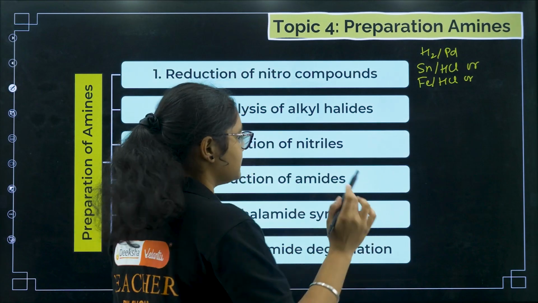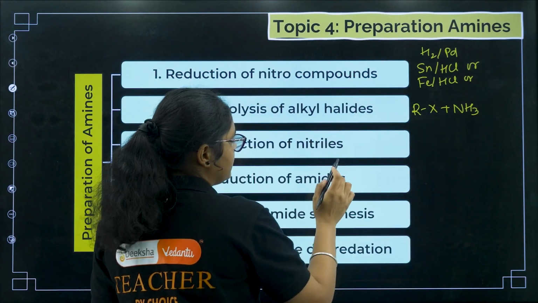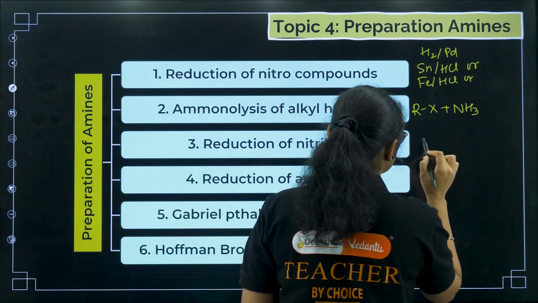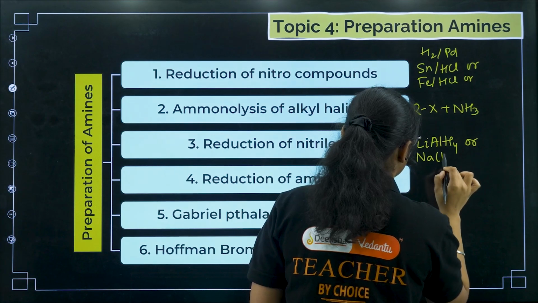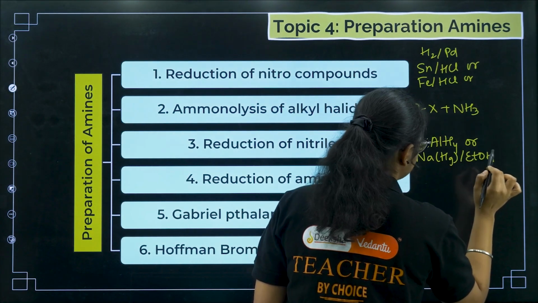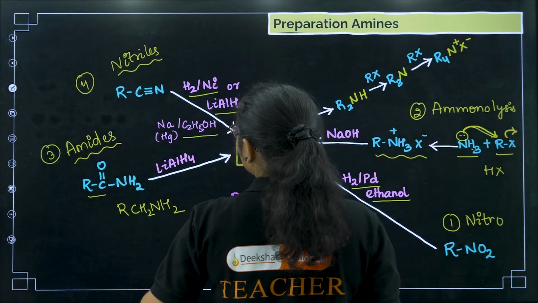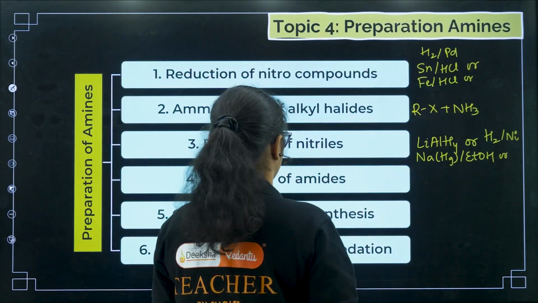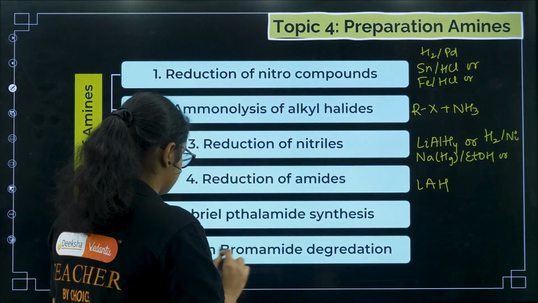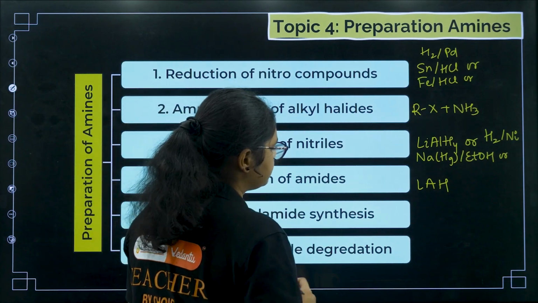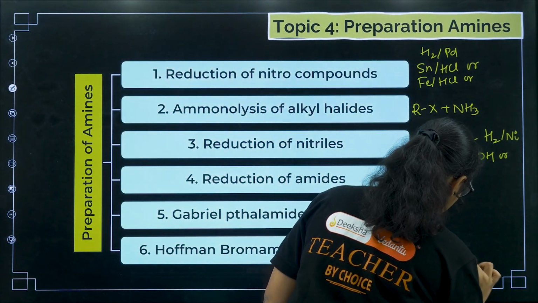For ammonolysis of alkyl halides, we just treat RX with ammonia. Next, reduction of nitriles, RCN. For that we can use lithium aluminium hydride, or sodium amalgam in presence of ethyl alcohol, or H2 nickel. For reduction of amides, there is no tension, we have only one reagent, lithium aluminium hydride. For Hoffmann bromamide degradation, we need Br2 in presence of NaOH.